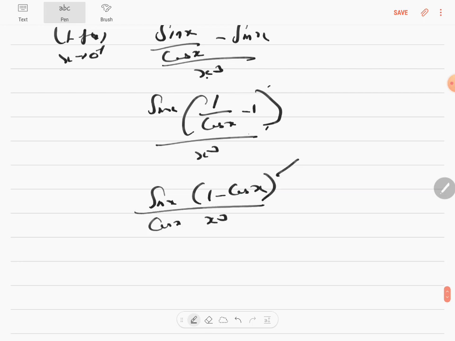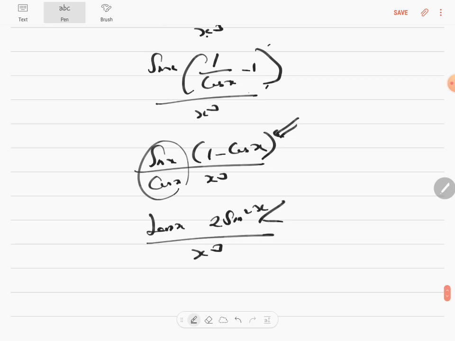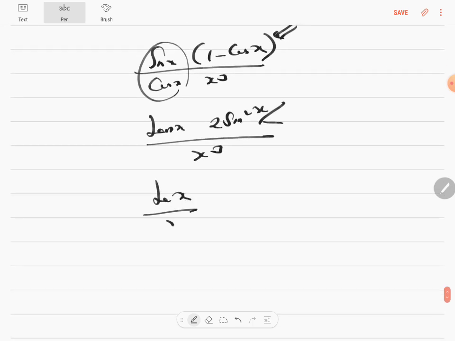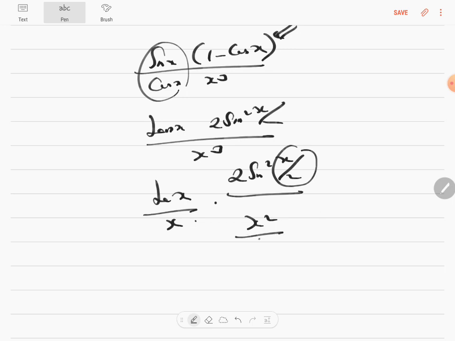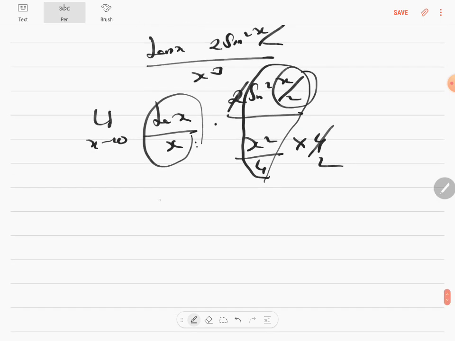The moment you see 1 minus cos x, it is 2 sin square x by 2. This itself is tan x into 2 sin square x by 2, by x cube. You need a tan x by x, right, this x. You still have an x square. You have a 2 sin square x by 2, which you divide as x square by 4. So you need an x square, but you have to multiply and divide by 4, so that this becomes 1. This becomes 1 because x tends to 0. And 1 by 2 is the answer.